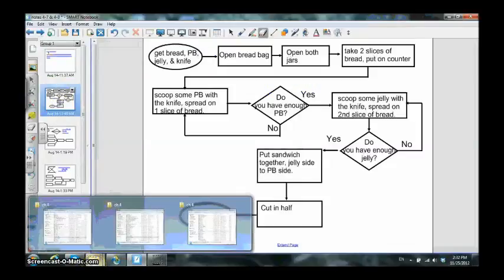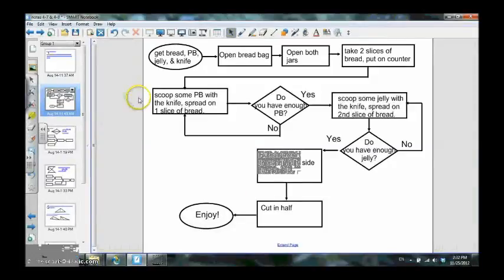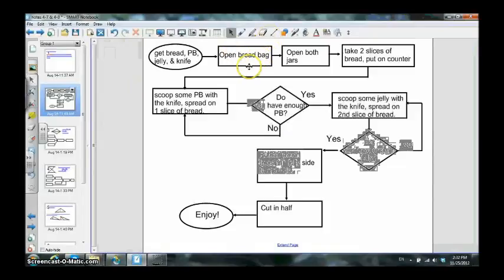I want to make a peanut butter and jelly sandwich. Alright? So the first thing I have to do is get all my materials. Now I can open the bag and open both the peanut butter and the jelly jar. Once I've done that, I can take 2 slices of bread out of the bread bag, put it on the counter or a plate or whatever.